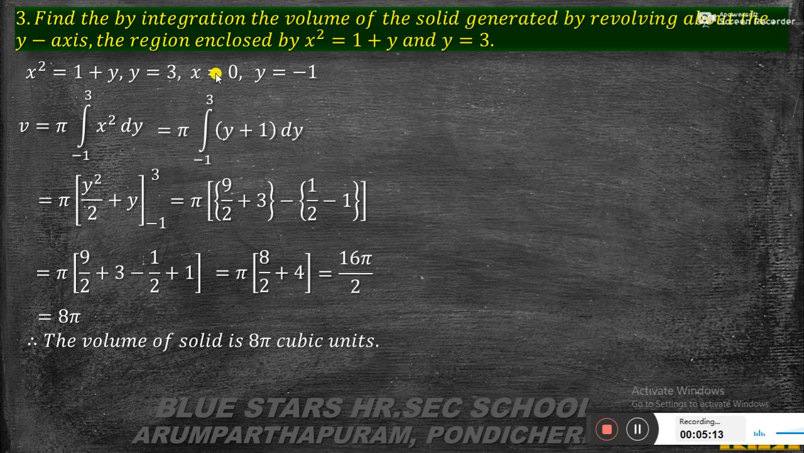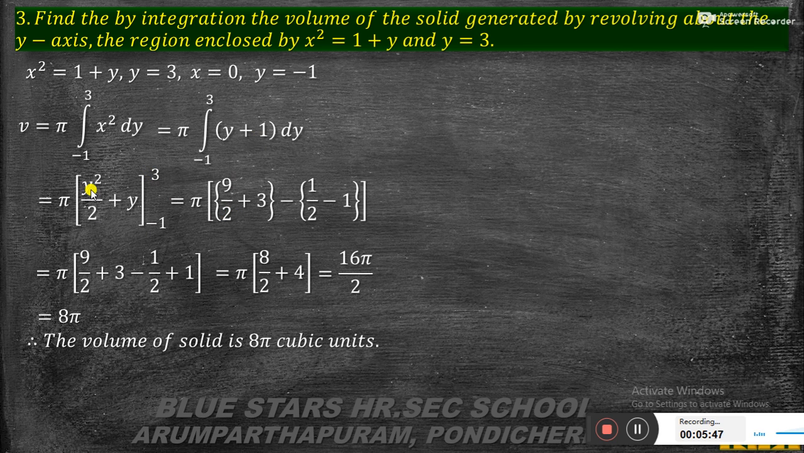In the next step, x equal to 0 means you substitute x equal to 0, so y equal to minus 1. Therefore, x square equal to 1 plus y, y equal to 3, and x equal to 0 gives y equal to minus 1. Therefore, volume equal to pi into integral from minus 1 to 3 of x square dy. So pi into integral from minus 1 to 3 of (1 plus y) dy. So pi into the integration of y, which is y square by 2, plus the integration of 1, which is y. The limit is minus 1 to 3.